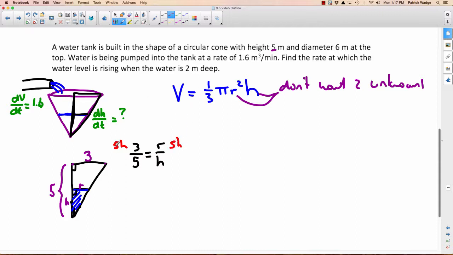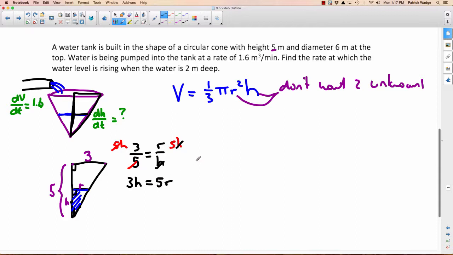When I multiply this side by 5H, the 5's cancel, I'm left with 3H. I know some of you are like, why are you doing that? Just cross multiply. But I've had it ingrained into me by other math teachers, I shouldn't cross multiply. On this side, the H's cancel, I'm left with 5R.